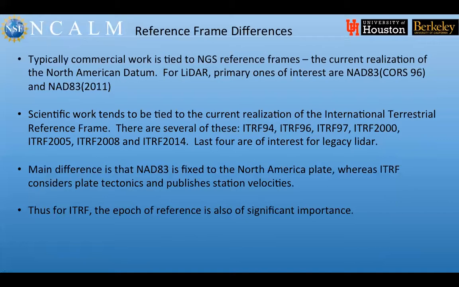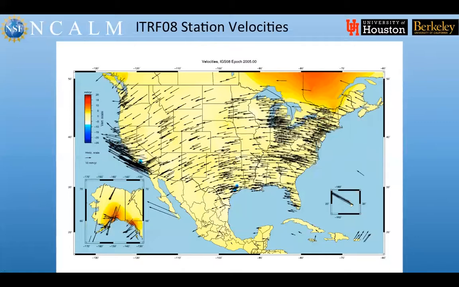For ITRF, they actually consider the plate motion, and they also consider horizontal velocities for each of the points. So for ITRF, not only is the reference frame important, but also the epoch that the reference is tied to. If you have ITRF 2014, and you had a survey done in 2014 and 2018, the 2014 survey will probably be tied to an epoch in 2014, and the 2018 survey will be tied to an epoch in 2018. Depending on the station velocity, those two will be different by, could be centimeters, could be decimeters, depending upon where you are on the plates, because they move.